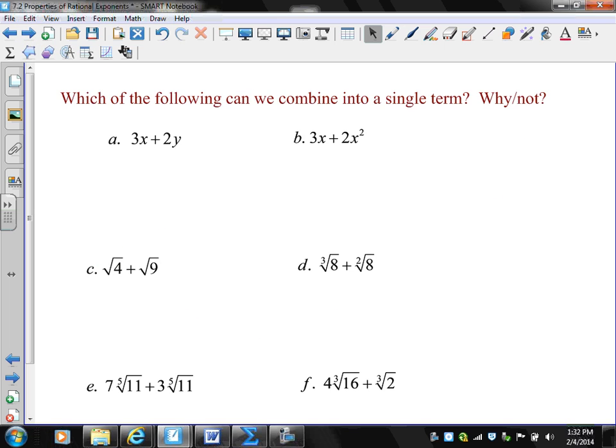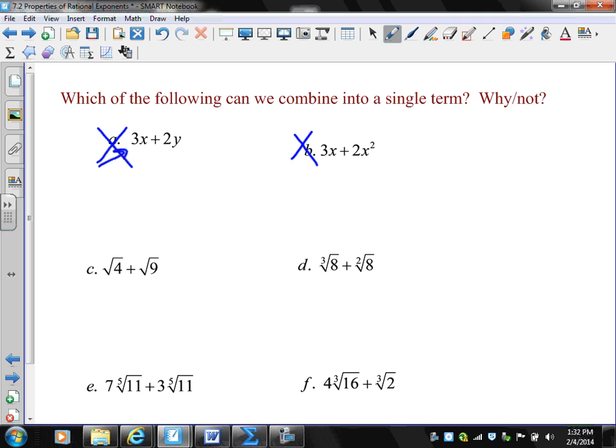So let's see what we can do with this and what we can't do with this. If we have like terms, we can combine them, right? And we saw from previously that if we have different bases, we can't combine these. So I can't combine this first set here, because we have a 3x and a 2y. Well, those aren't like terms. And we should also know that we can't combine 3x and 2x squared. Those are not like terms, because our exponents are different.